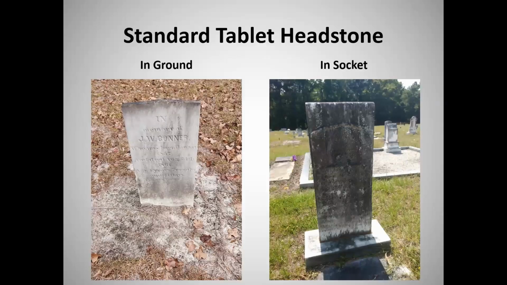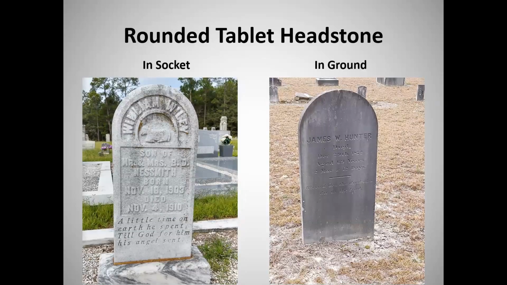So this is an example of a standard tablet headstone. One of these is in the ground and one is in the socket. Tablet headstones are usually rather thin, somewhere between 1 inch to 2.5 inches thick. These are rounded tablet headstones. One is in a socket, and of course, one's in the ground.